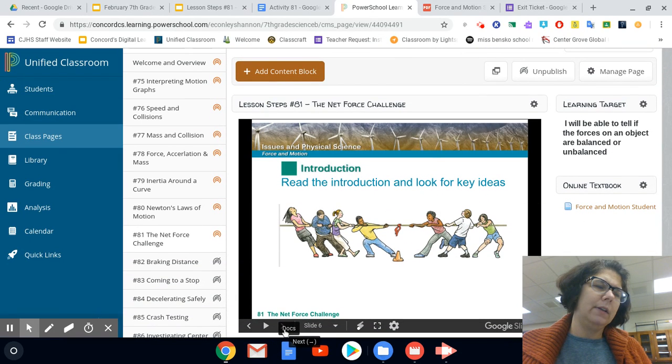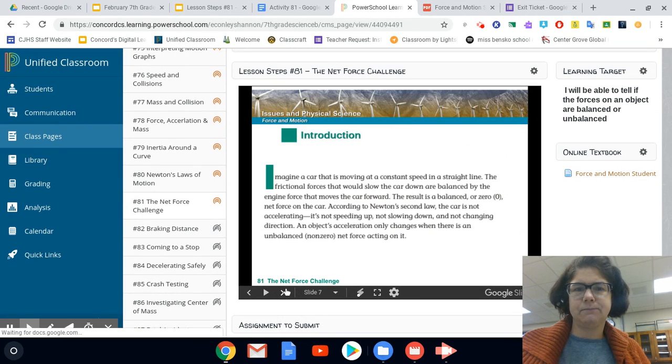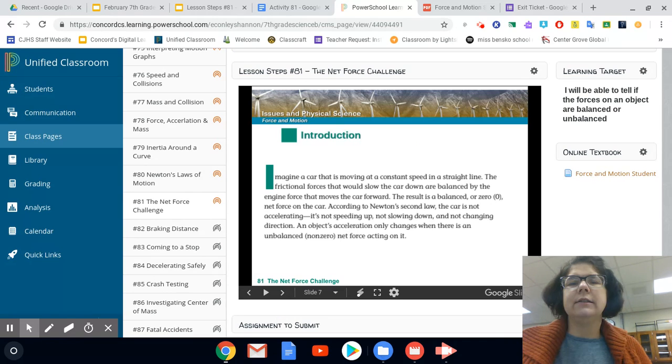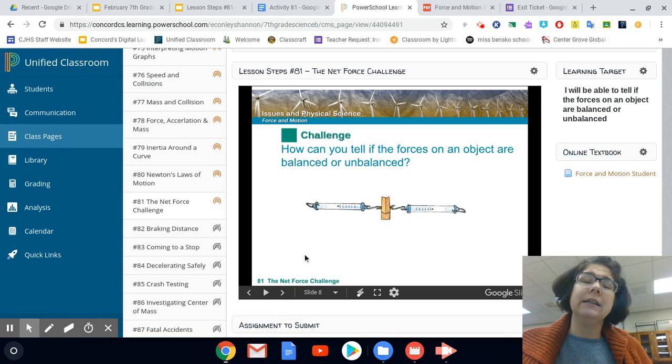After you've seen how this force diagram looks, you're going to have the reader read the introduction and look for key ideas. Here is a copy of the introduction. It is just copied from the Force and Motion textbook. So take a moment, have the reader read this out loud. So the challenge here, now that we've looked at these diagrams of force, and now that we have read about unbalanced forces and balanced forces, is for you to decide if you can tell if the forces of an object are balanced or unbalanced. That is what your challenge is.